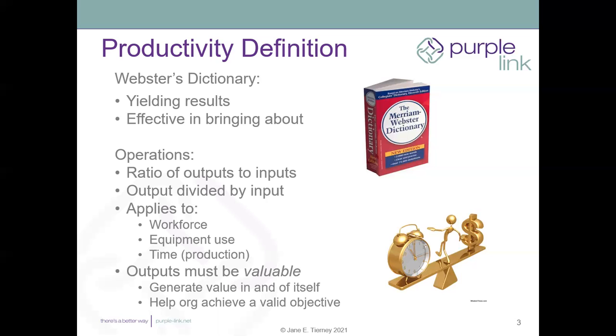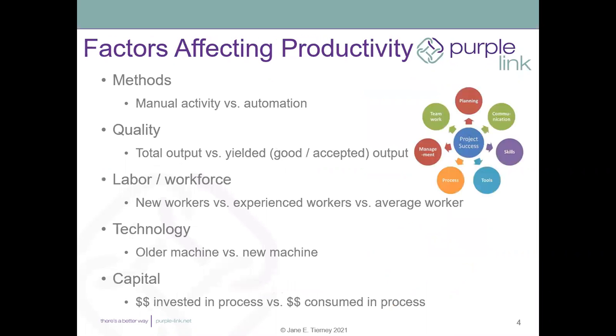What do you want to measure in terms of productivity? What's the output that you're producing, or that your department, your company, whatever organization you're working with is producing? So you want something that generates value in and of itself, and you want to pick things that help your organization achieve its objectives as well. And it's important to have an alignment, and we'll talk a little bit more about that.